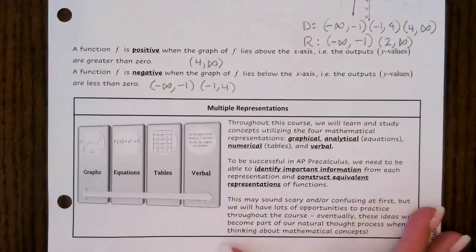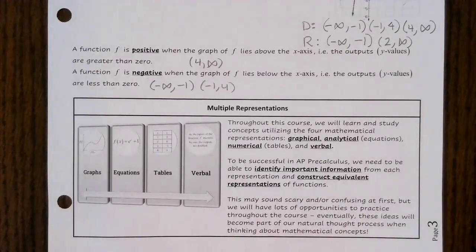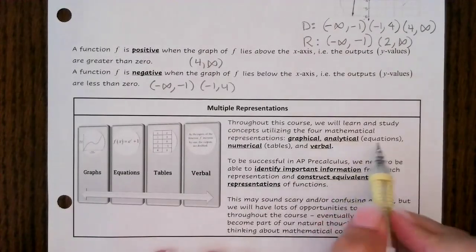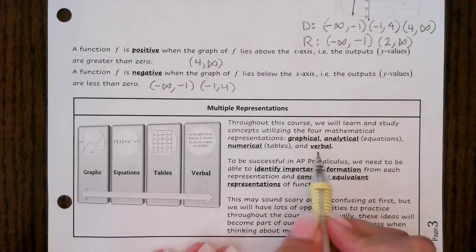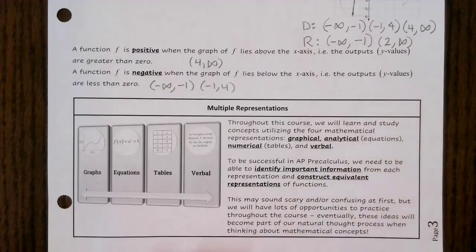All right, in this course, we are going to look at multiple representations when we do questions. So anytime that we ask a question, it could be given in graphical, analytical, which means in an equation, numerical, which means a table, or a verbal representation. So you're going to have to get used to going through all 4 different representations on questions.